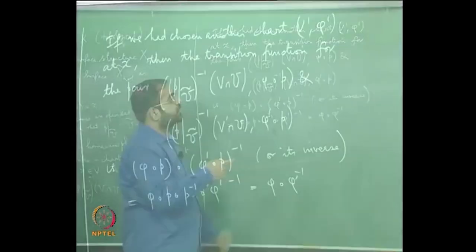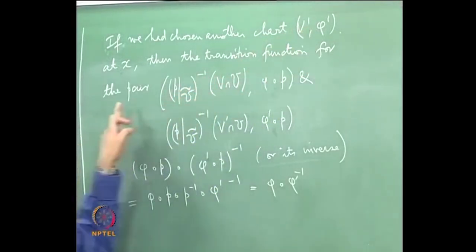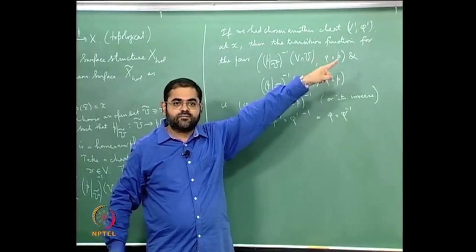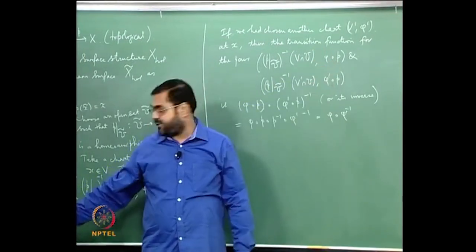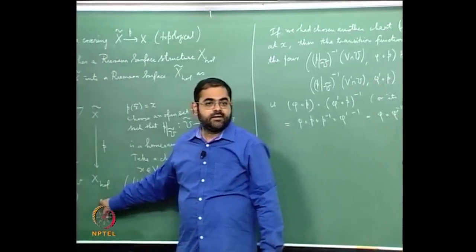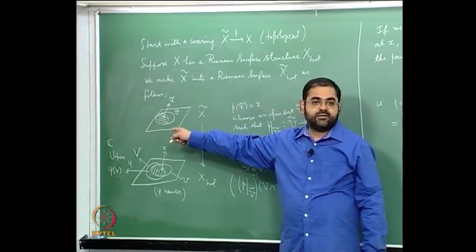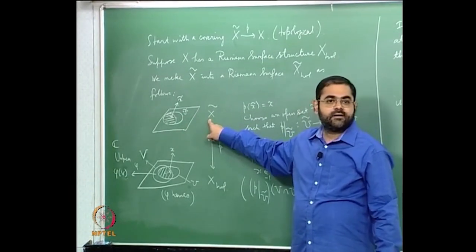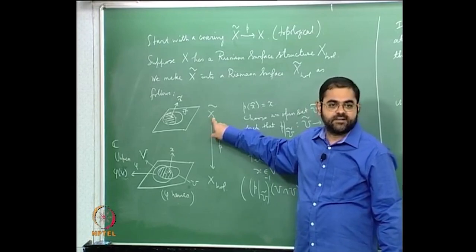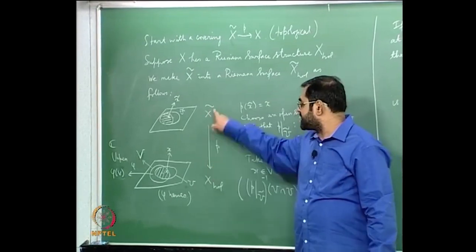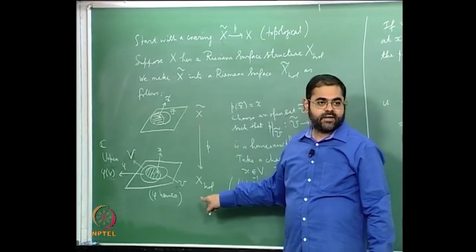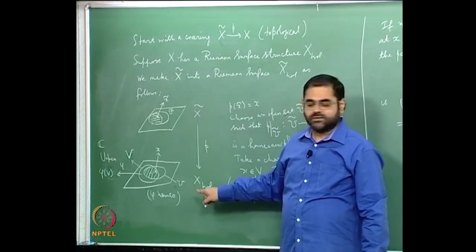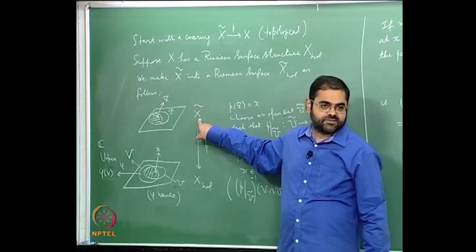This is a transition function for these two charts, the pair v comma phi and v prime comma phi, and that is holomorphic, because they are compatible, because they define a Riemann surface structure below. Therefore you see, the way that you have given the charts, automatically they will be compatible, okay, and you will get a holomorphic structure, Riemann surface structure on x tilde, okay. Why it will still be a surface is because it is a local homeomorphism, okay, so dimension is not going to change, locally they are isomorphic, so if this is a surface, that is also going to be a surface, alright.